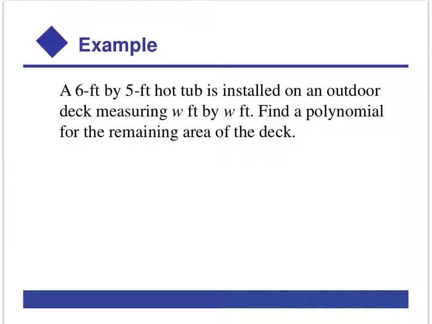Alright, a 6-foot by 5-foot hot tub was installed on an outdoor deck measuring W feet by W feet. Find a polynomial for the remaining area of the deck. So you remember the rules. We have to familiarize ourselves with the situation. So I'm going to draw a diagram. Here's our deck, and in here I have our hot tub.